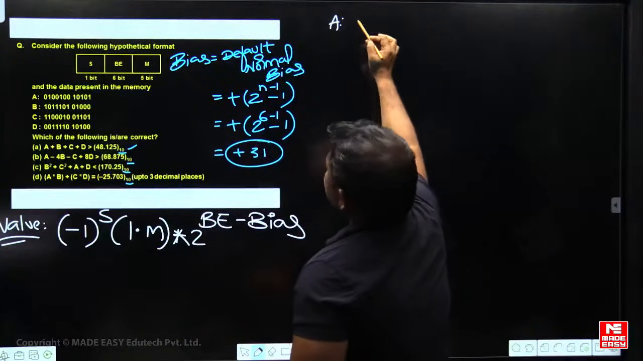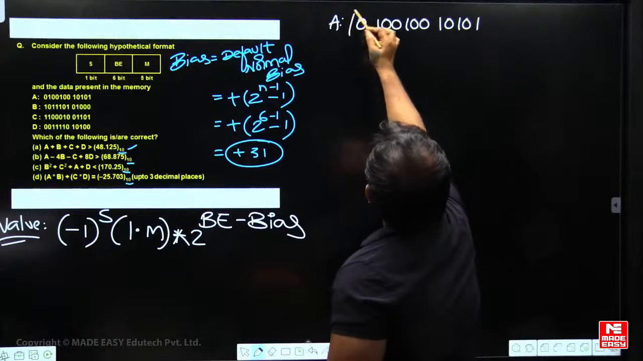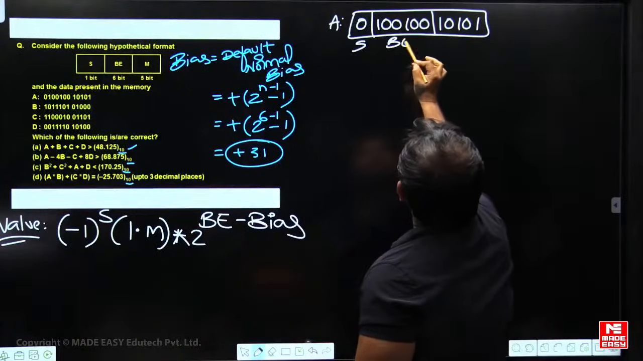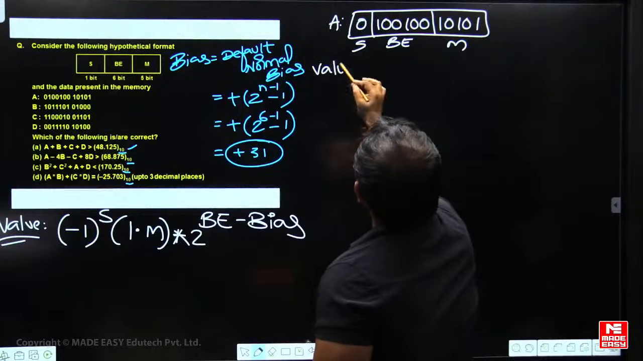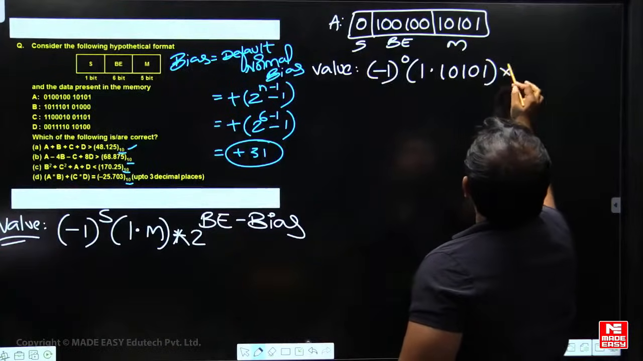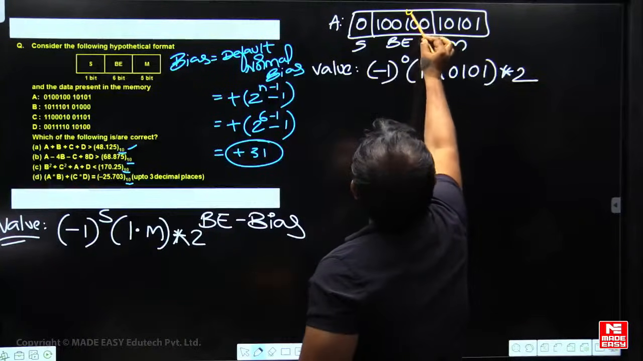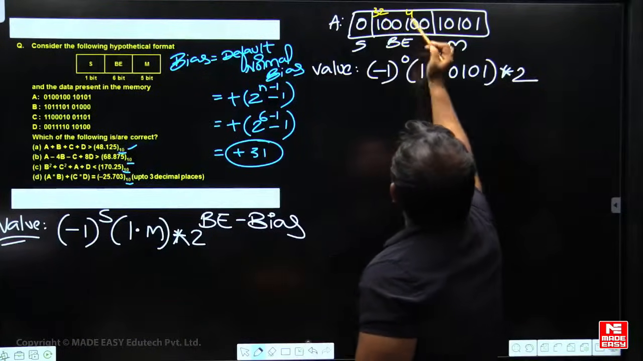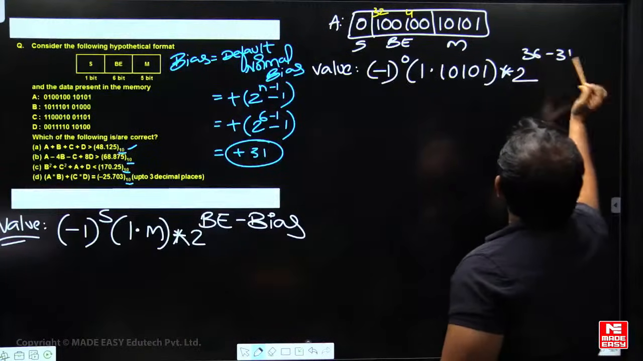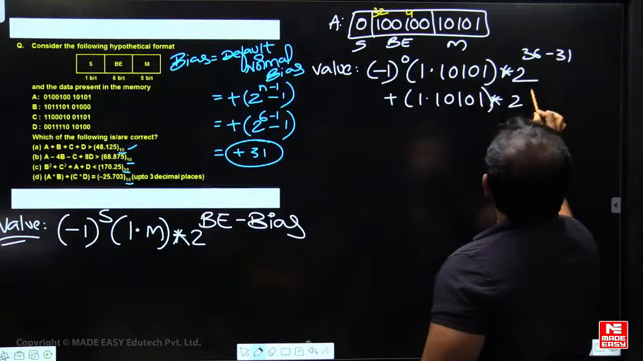A is 0 1 0 0 1 0 0 1 0 1 0 1. Now divide it as 1 bit, 6 bits, 5 bits: S, E, M. Find the value. Value equals minus 1 to the power of 0, 1.10101 into 2 to the power of E. What is the BE value here? 1 2 4 8 16 32. 32 plus 4 is 36, right? 36 minus 31 is plus 5. So 1.10101 into 2 to the power of 5.